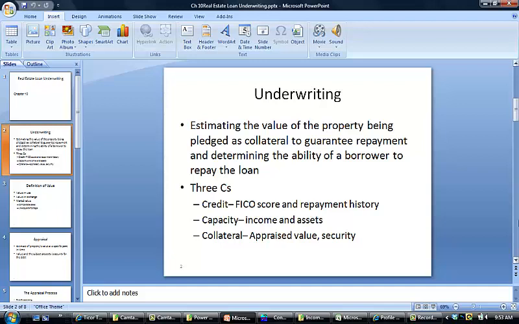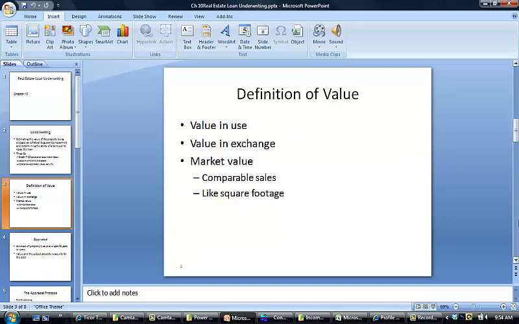With the income, remember we're working debt to income ratios, so you're going to take their gross income and divide it into the payments that they have, and those payments will include the new house payment and also their other bills. The collateral we've been talking about is the appraised value of the property, because that property will be the collateral or security for the debt if somebody has to foreclose on them.